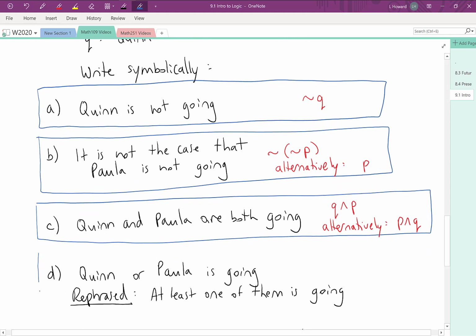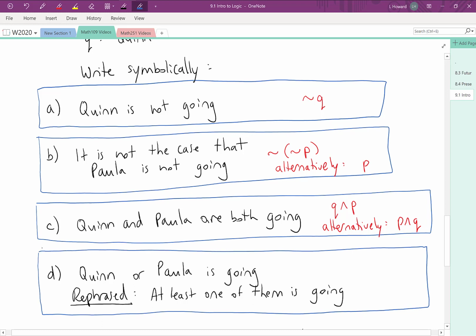Okay, part D, Quinn or Paula is going. And if you want to rephrase that, you could say at least one of them is going. So that means one of them is going or two of them are going. That captures all of those situations, because the or operation here always includes the possibility of both things happening. So Quinn is going and Paula isn't, or Paula is going and Quinn isn't, or they're both going. So all of these situations can be captured just by saying Q or P.